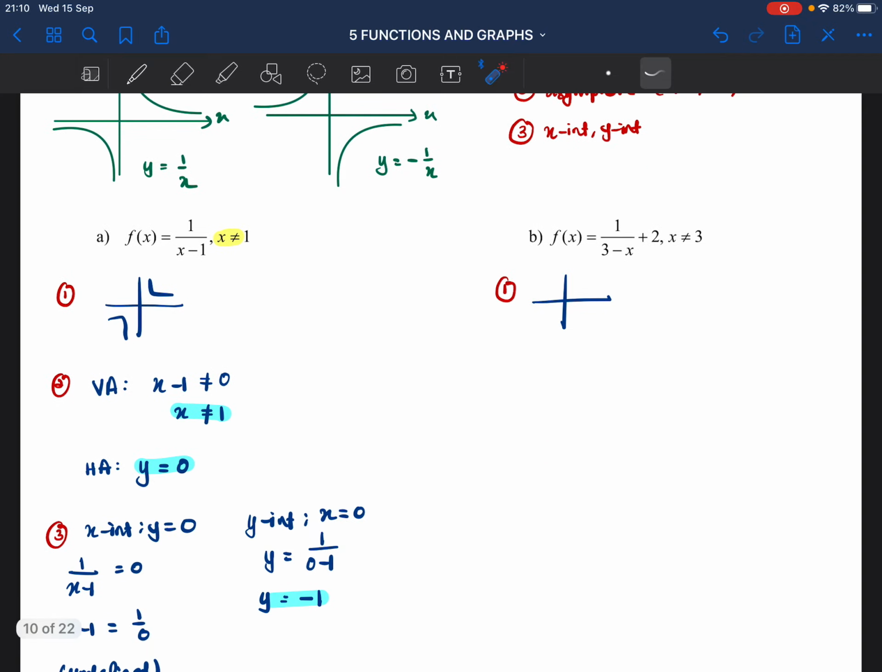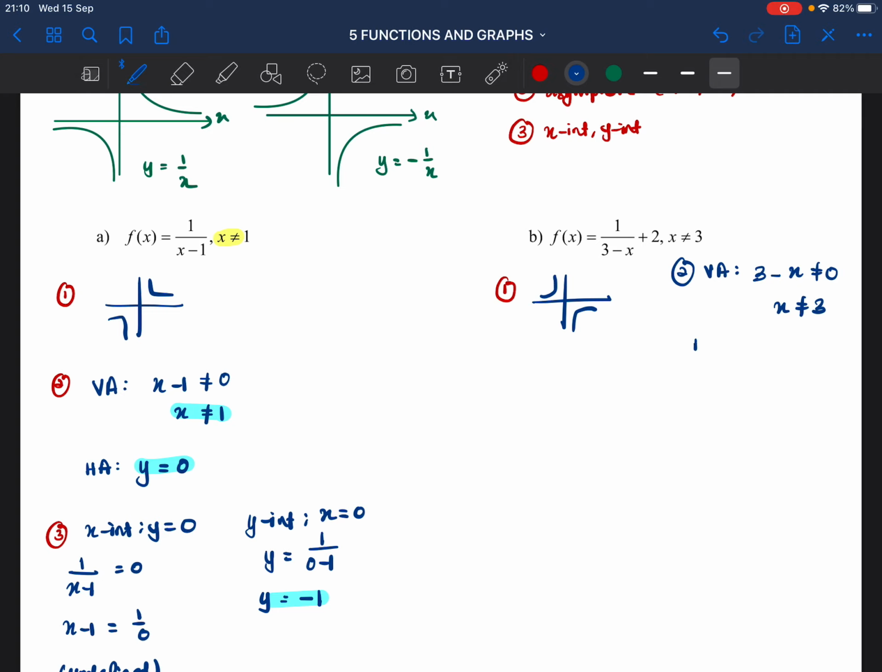So as you can see from here, the sign in front of x is negative. Since negative, shape kita yang di atas akan berada di sebelah kiri, yang ni di sebelah kanan. Okay, so let's find our vertical and horizontal asymptote. So vertical asymptote, we are going to refer to our x, which is already given here, or we can refer to the denominator here. We have 3 minus x is not equals, silap pula, 3 minus x is not equals to 0, x is not equals to 3.